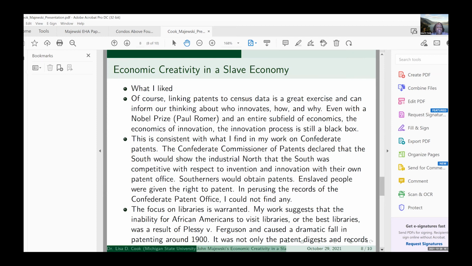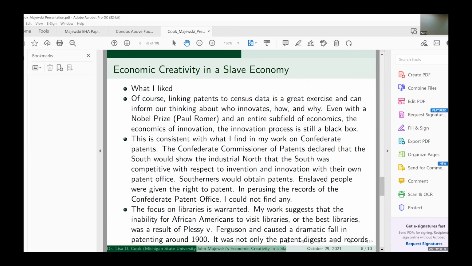In perusing the records of the Confederate Patent Office, I couldn't find any new innovation among Southerners, and I couldn't find any patents obtained by enslaved people. I'll say more about this in just a moment. The focus on libraries is warranted. My work suggests that the inability for African Americans to visit libraries, or the best libraries, was a result of Plessy versus Ferguson, that supported the separate but equal ruling and caused a dramatic fall in patenting around 1900.